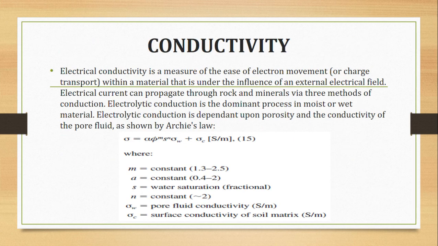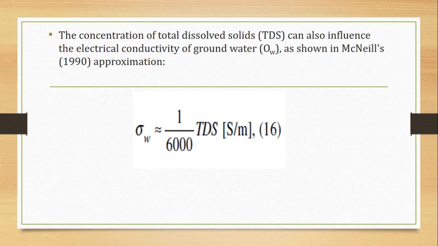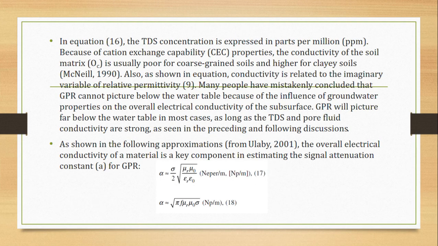Conductivity. The electrical conductivity is a measure of the ease of electron movement within a material that is under the influence of an external electrical field. Electrical current can propagate through rock and minerals via three methods of conduction. Electrolytic conduction is the dominant process in moist or wet material. Electrolytic conduction is dependent upon porosity and the conductivity of the pore fluid as shown by Archie's law. The concentration of total dissolved solids can also influence the electrical conductivity of groundwater, as shown in McNeil's approximation.